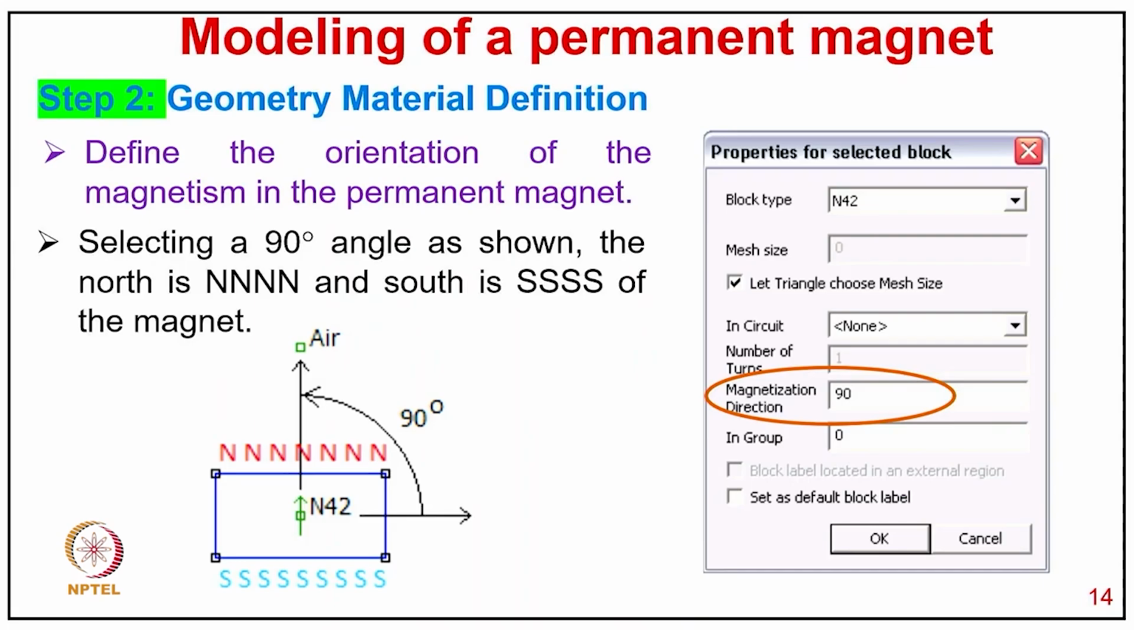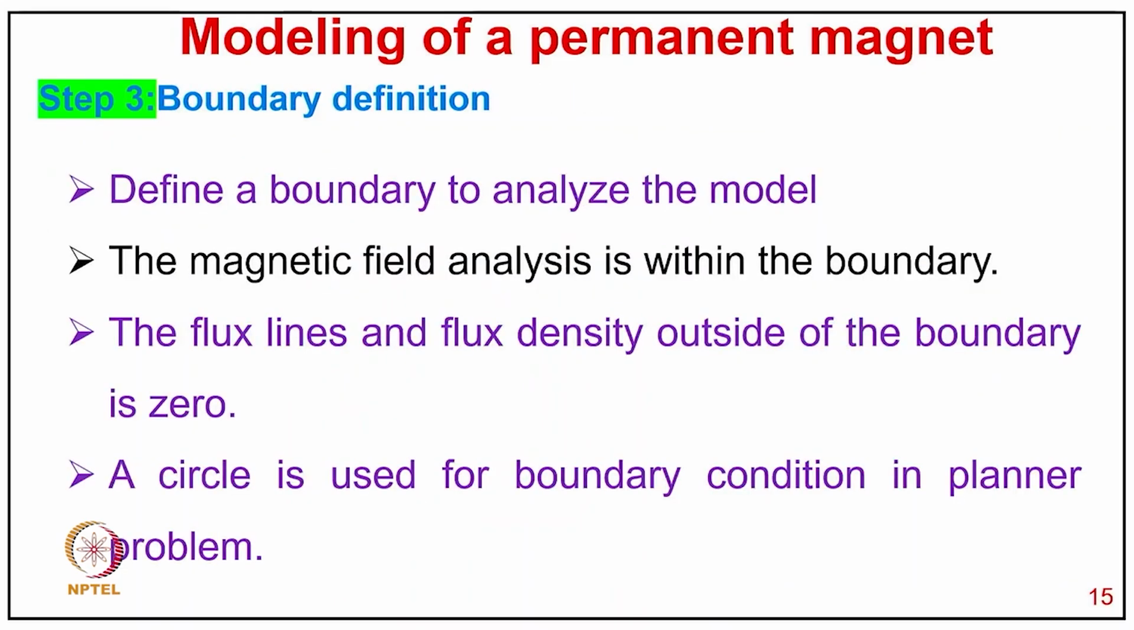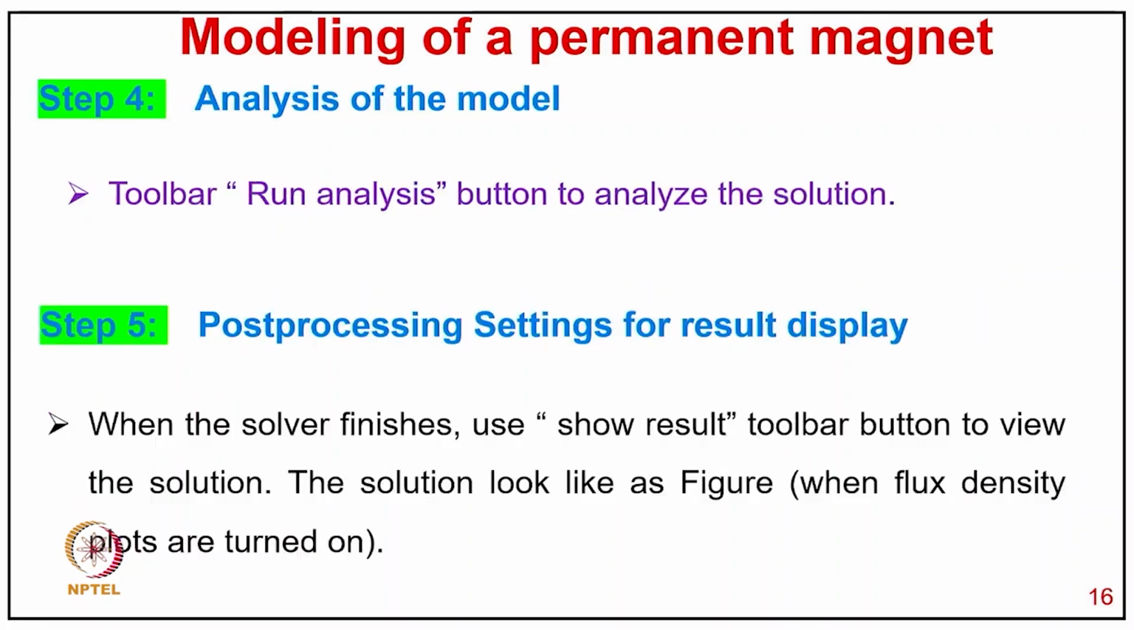Now coming to the geometric material, define the orientation of the magnetism in the power magnet, selecting a 90-degree angle as shown, with north and south of the magnet as you can see in the figure. Now, step 3 is the boundary definition. Define a boundary to analyze the model, with the magnetic field analyzed within the boundary, and the flux lines and flux density outside the boundary being 0. A circle is used for the boundary condition in the planar case.